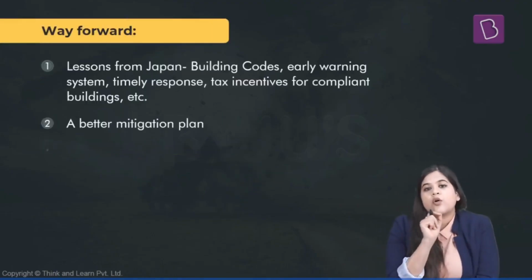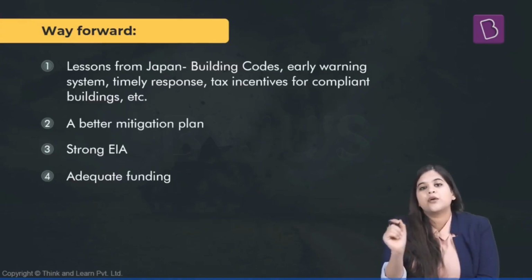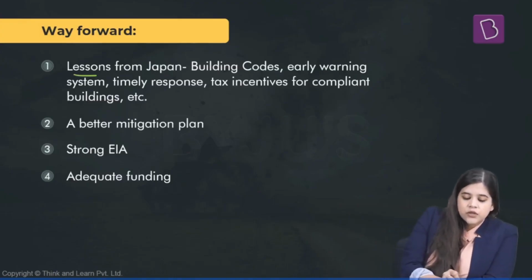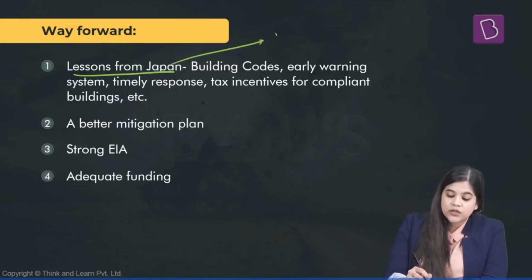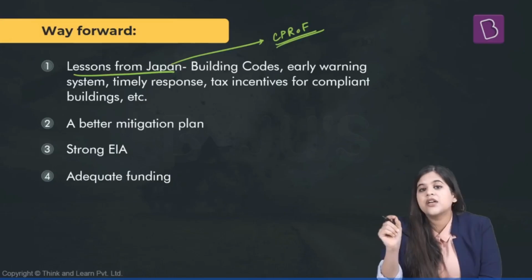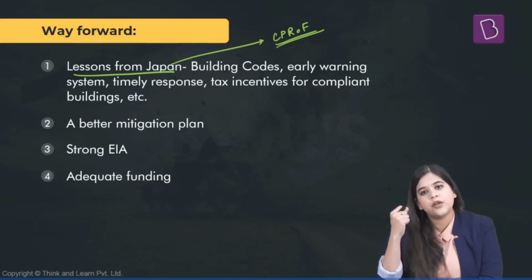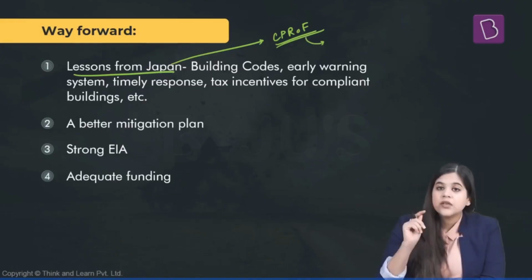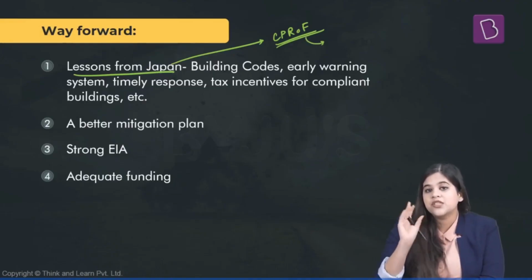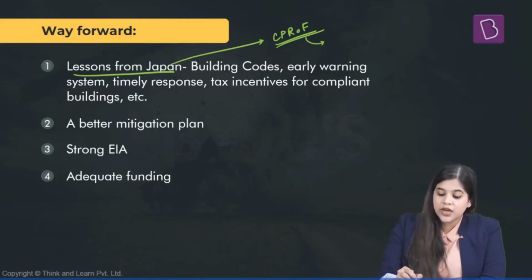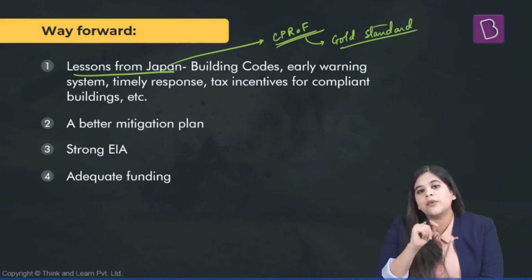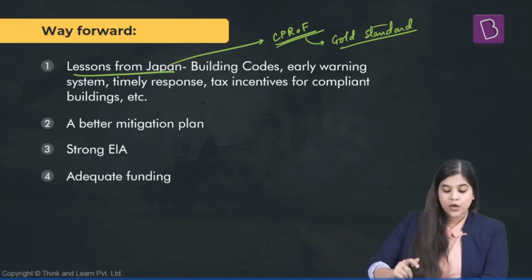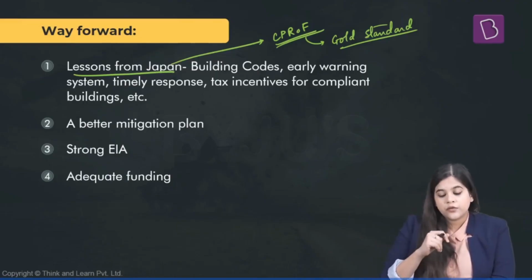Now, what should be the way forward when it comes to India and earthquakes? We need to learn lessons from Japan. Now, Japan lies on the circum-Pacific ring of fire. And it is a country which experiences multiple earthquakes throughout the year. And because of this experience, Japan right now is considered a gold standard when it comes to earthquake and tsunami mitigation and response. What are the various lessons we can learn from them?